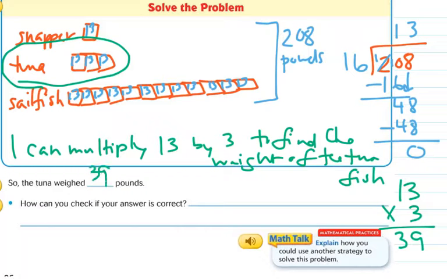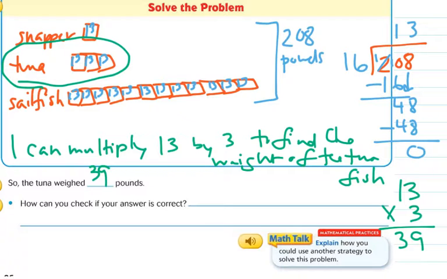So it says, how can you check to see if your answer is correct? Well, a possible answer is that we can add the weights of the fish all together and make sure that the sum equals the total weight. So if we wanted to, we could add up all the weights. We could do 13 plus 13 plus 13, and so on, sixteen times.